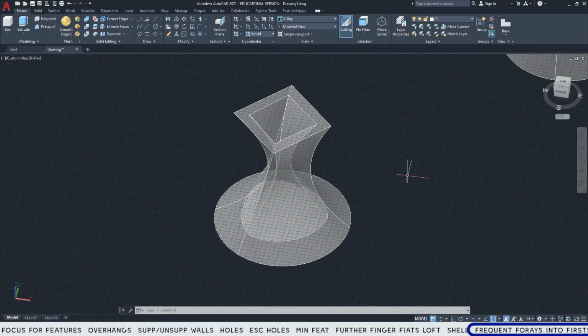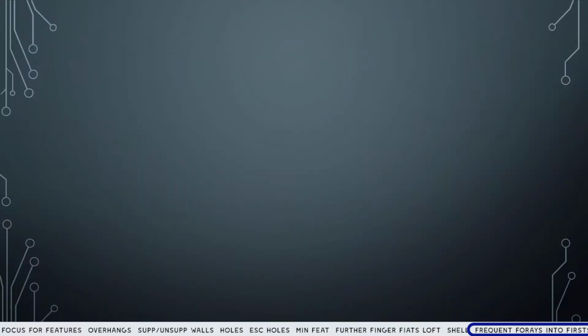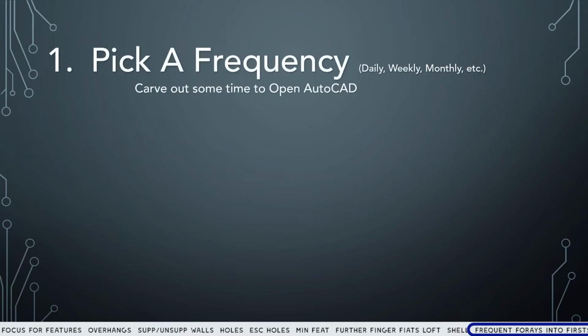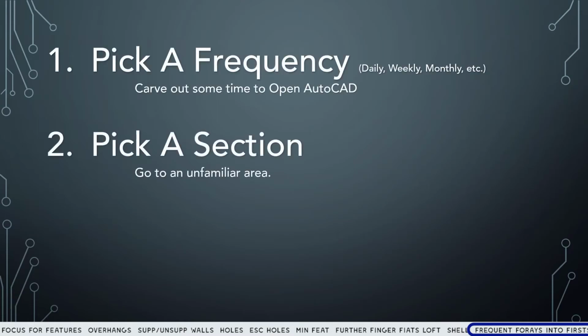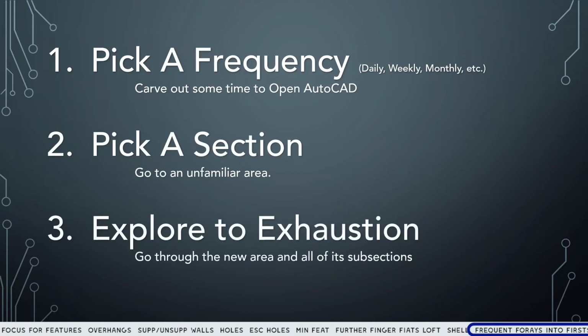Frequent forays into firsts is the notion of voluntarily doing a deep dive into an area of AutoCAD that you are not familiar with and taking the time to learn everything about that section. So how does one go about doing this? It's basically a 3-step process. 1, pick a frequency. 2, pick a section. And 3, explore to exhaustion.